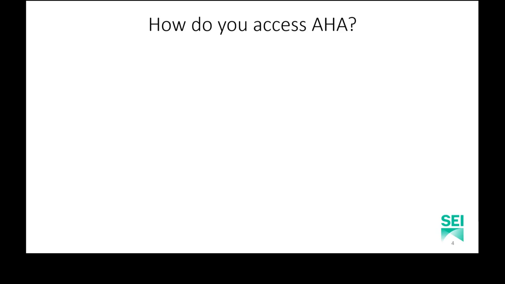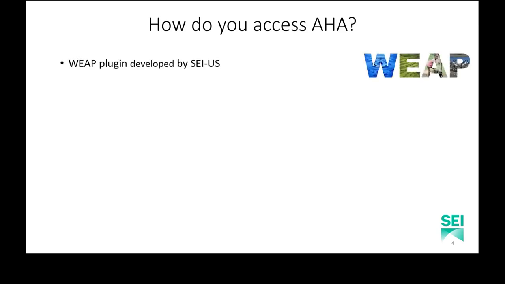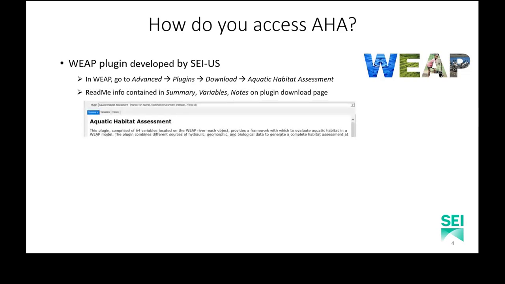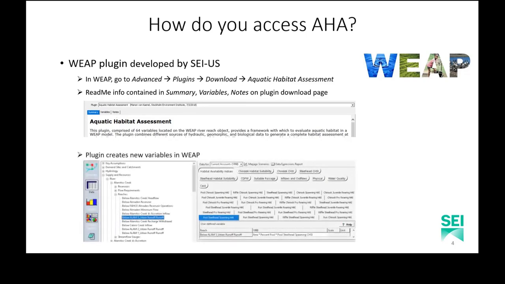So accessing AHA. It's a WEAP plugin, and you can go to the plugin download menu in WEAP. And at this location, you can find a README, which has a lot of information in these summary variable notes tabs. And if you download the plugin in your WEAP model, you'll have many new variables. It says 64. So that's tying back to where I said the tool is fairly complex.